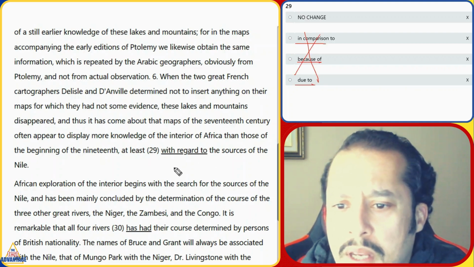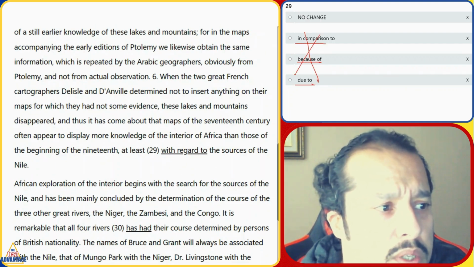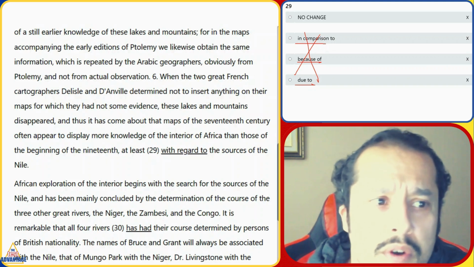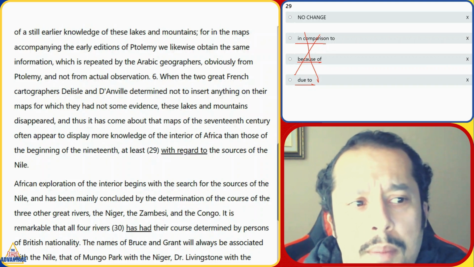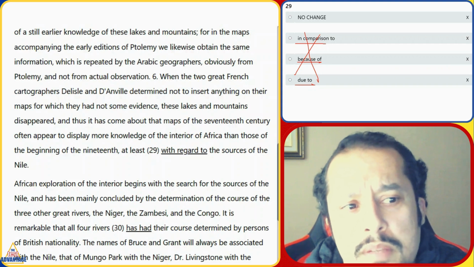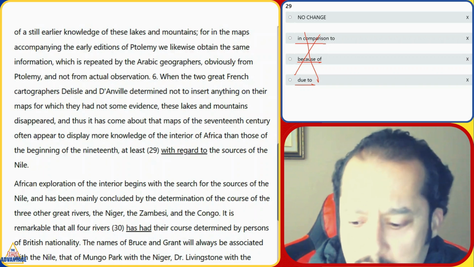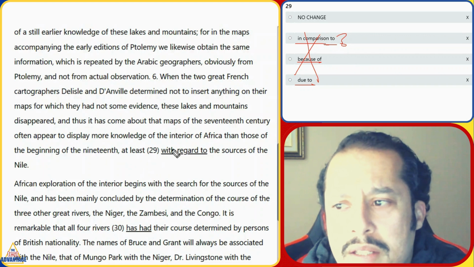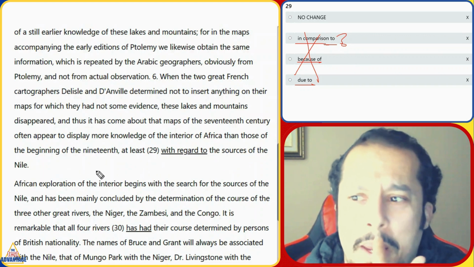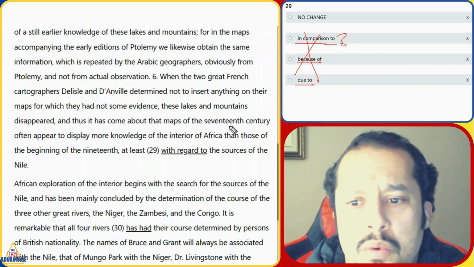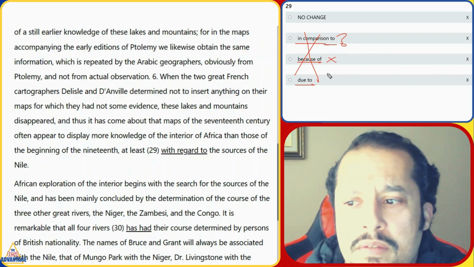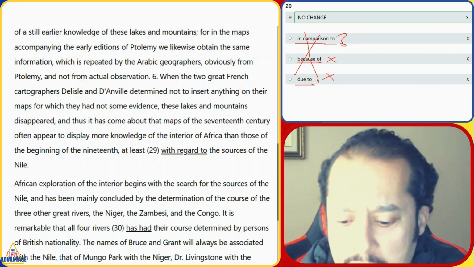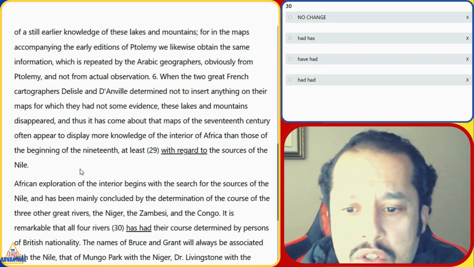Okay, so we're changing the meaning. So here, number 29, when we're saying with regards to, or with regard to, that means we're referring to the previous information. It suggests that Portuguese maps themselves displayed more knowledge of the Nile sources. And if you look at the other answers, answer B, there's no comparison, at least in comparison to the sources of the Nile. We're talking about regard to, which means we're referring to the Nile, because of and due to. So here we're going to say answer A. This is actually a pretty hard passage.